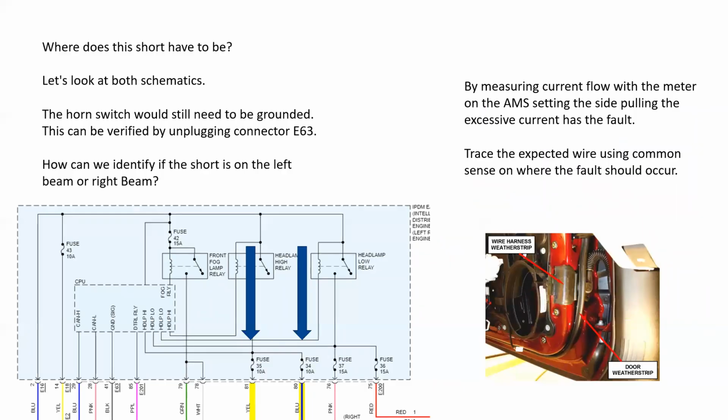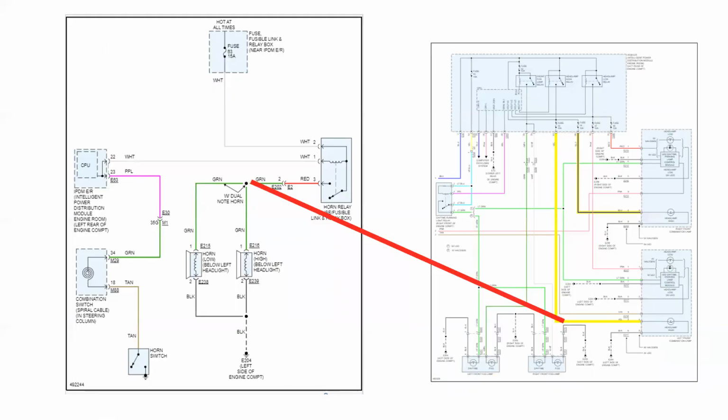Now, by measuring the current flow with the meter, we trace the expected wire using common sense on where the fault should occur. How could I use that common sense? I take a close look, and what I believe to be true is that it's going to have to be between that green wire coming out of the horn relay, which is the power feed on the secondary side of the coil, all the way to the feed on the left front combination lamp.